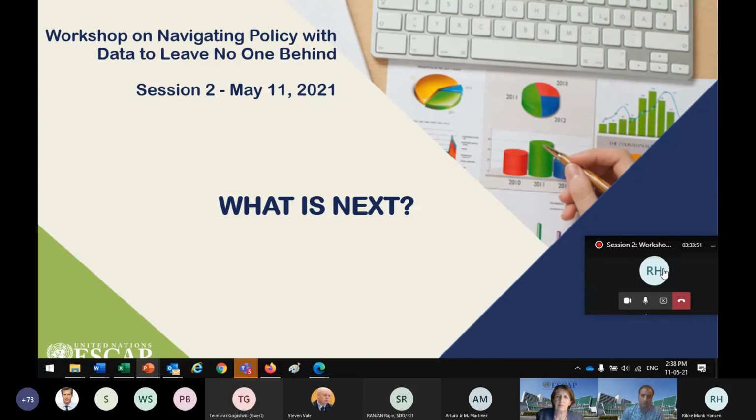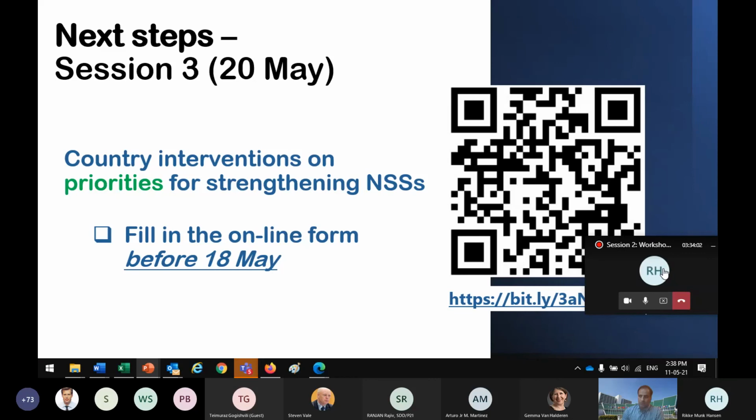The next step is preparation for the next session, which is next Thursday, 20 May. And the session will focus on the national priorities, for which the information that you will provide in the online form. You have the QR here, but also you can get the form from the event page. And if you haven't done so yet, please go ahead and fill in this form before May 18th, and we will use that information to organize the third day of our workshop, which is going to be focused on what kind of problems you want to fix, basically.